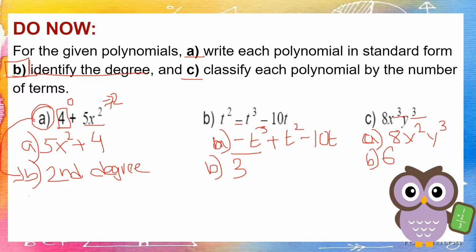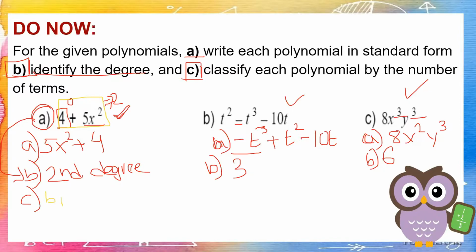Great. I'm impressed. How about C? Task C: you have to classify each polynomial by the number of terms. I already told you guys this, so please just get it right. I already told you what this is called, what this is called, and what this is called. What is this called? In terms of polynomials, what kind of polynomial is this? I'm going to use different colors so it gets easier for you to see this. What kind of polynomial is this?